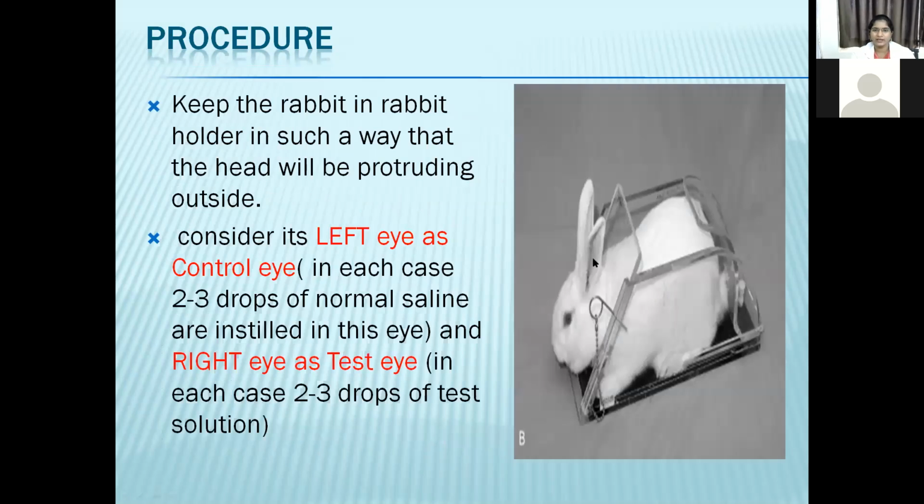And keep the rabbit in the rabbit holder in such a way. Here you can see this is the rabbit holder, and you can keep it like this. The head will be protruding outside, and consider the left eye as control and the right eye as the test eye. In the control eye, we can add 2 to 3 drops of normal saline, and in the right eye as the test eye, we can instill the given drug solution.